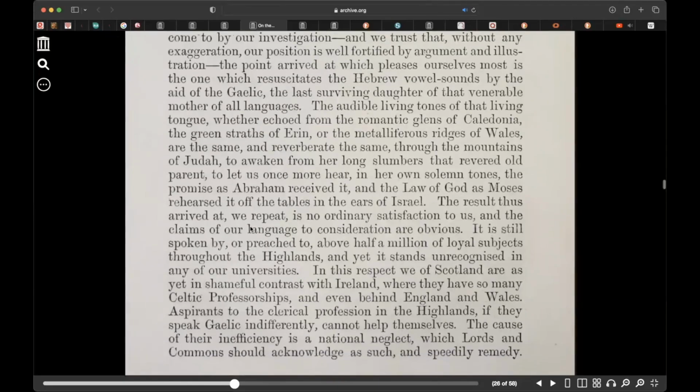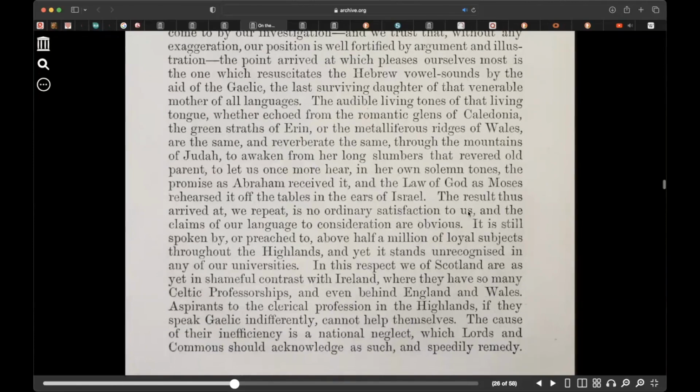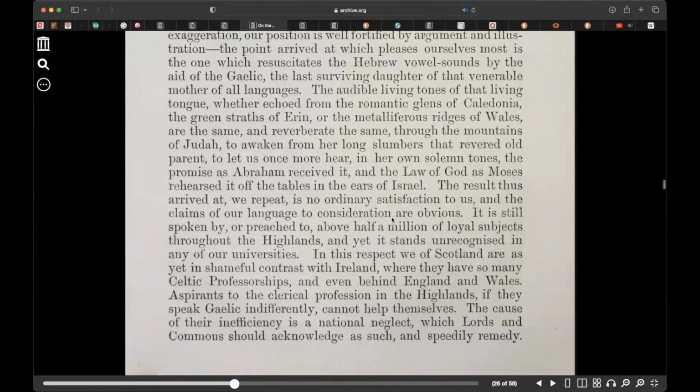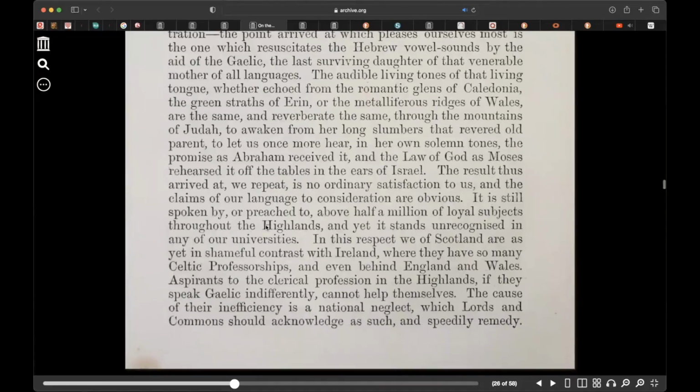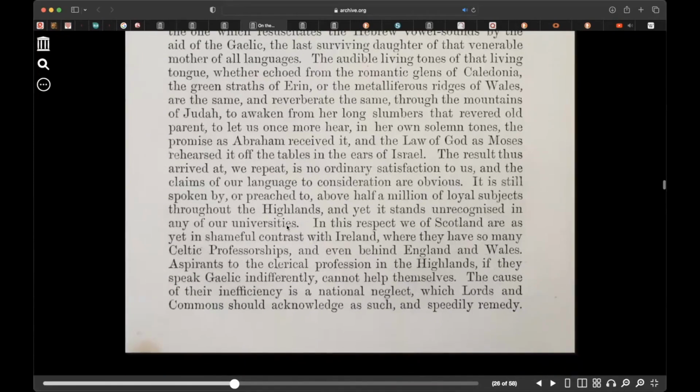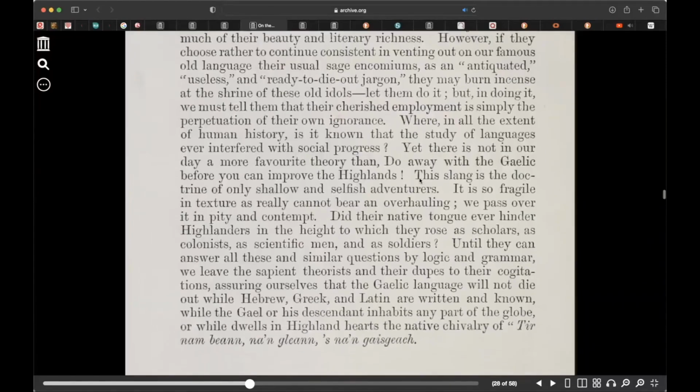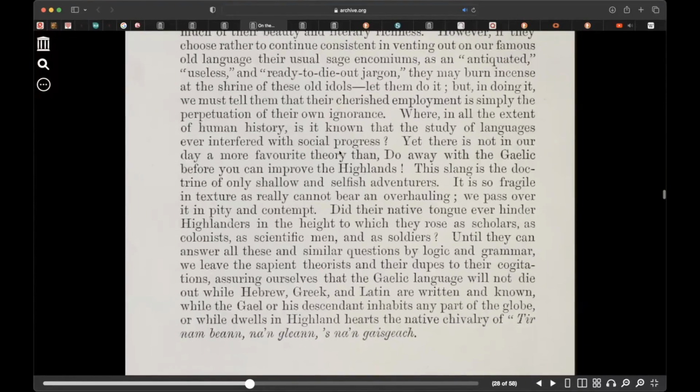The results thus arrived at, we repeat, is no ordinary satisfaction to us, and the claims of our language to consideration are obvious. It is still spoken by or preached to above 500,000 of loyal subjects throughout the highlands, and yet it stands unrecognized in any of our universities. Continuing further down says, where in all the extent of human history is it known that the study of languages ever interfered with social progress? Yet there is not in our day a more favorite theory than do away with the Gaelic before you can improve the highlands. This slang is the doctrine of only shallow and selfish adventurers.